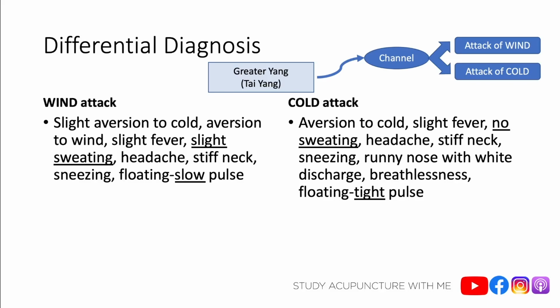So with wind attack, you have these manifestations, and read it out loud with me. So we have slight aversion to cold. We have aversion to wind. We have slight fever. Here we have slight sweating in wind attack. We have a headache, stiff neck, sneezing, and we have a floating, slow pulse. In cold attack, we have aversion to cold. We have slight fever. We have no sweating in cold attack. We have headache, stiff neck, sneezing, runny nose, some white discharge, breathlessness, and we have a floating tight pulse.